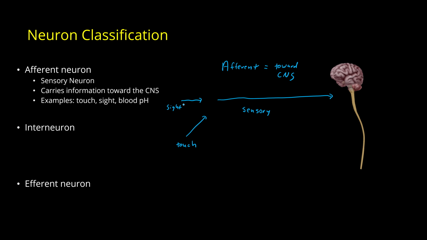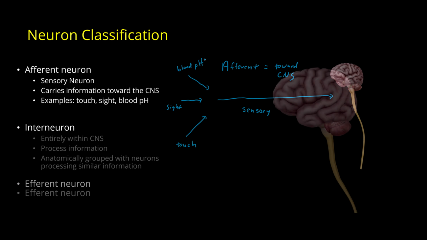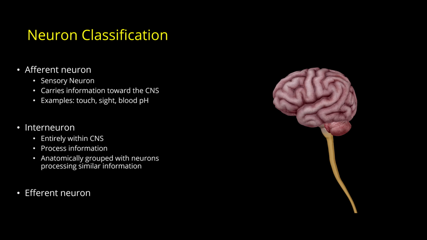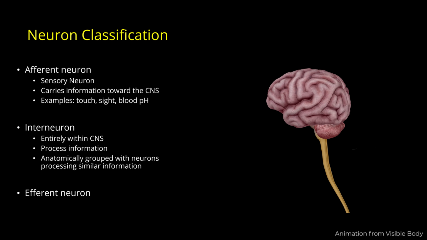Afferent neurons also monitor the internal environment in the body. They'll tell us, for example, what's going on with blood pH or blood pressure. After those signals arrive in the central nervous system, they're usually delivered to interneurons. Interneurons exist entirely within the CNS. They're typically grouped into collections of neurons that perform similar tasks.